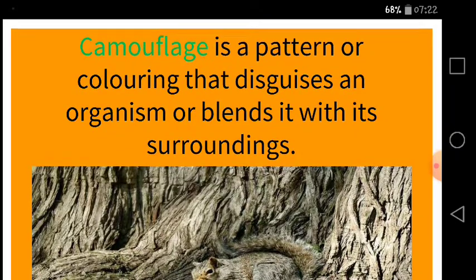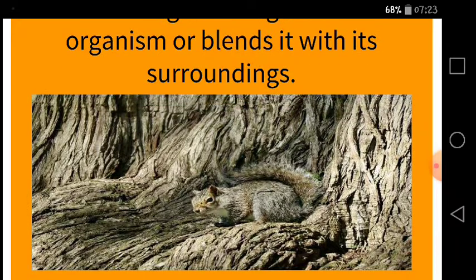Now we are focusing on a very important point, camouflage. Camouflage is a pattern or coloring that disguises an organism or blends it with its surroundings. As you can see, the squirrel blends in with its environment.